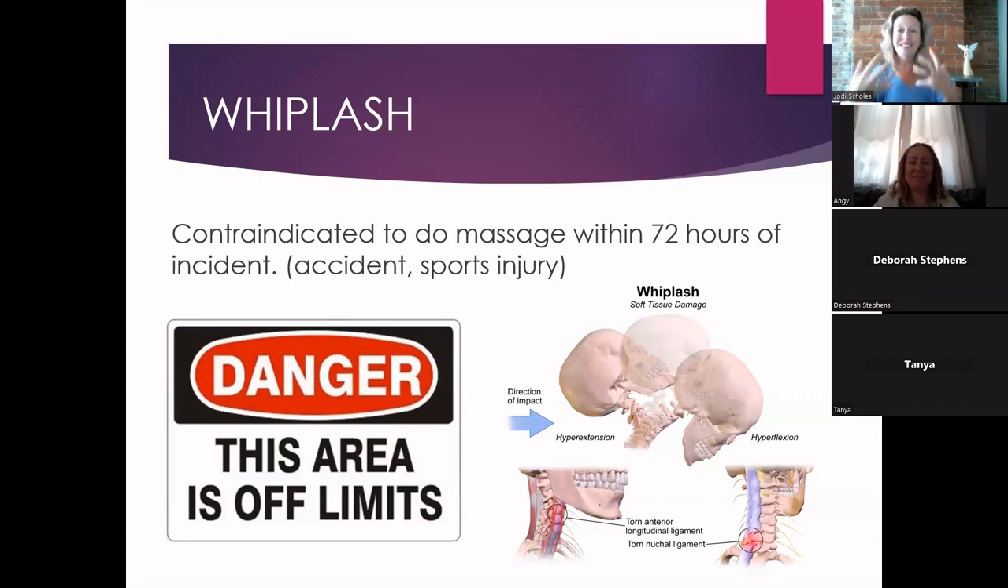So that stays in your system, and until it cleans out, your client won't realize the extent of their injuries. So that's why they need to be cleared by a doctor, have a doctor's note okaying them for massage, or we wait 72 hours. Always best to wait 72 hours.